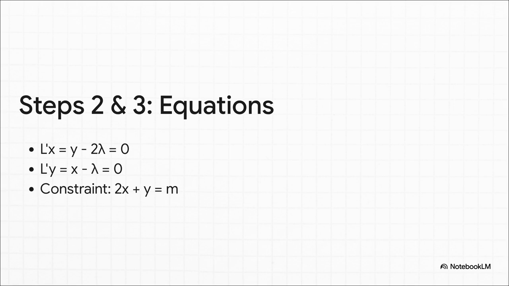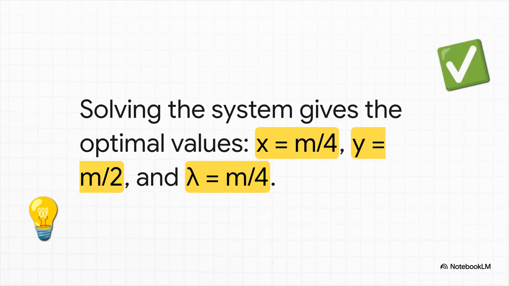These are what we call our first-order conditions. Then we just add our original constraint back in, and all of a sudden, we've got a tidy little system. 3 equations and 3 things we need to find, x, y, and our new friend, lambda. And finally, we just solve it. The algebra spits out the perfect values for x and y, all in terms of our original constraint, m.